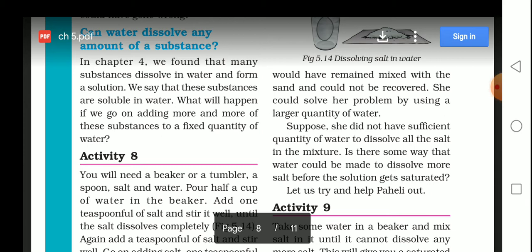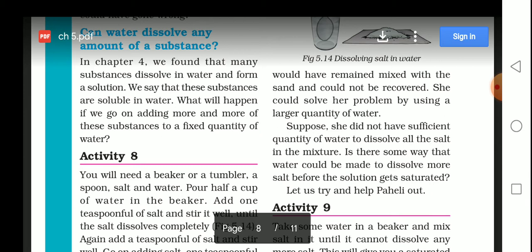Today we have already studied methods of separation, and there are one or more methods used for separation of a substance from a mixture. Now we'll study: can water dissolve any amount of a substance? In this chapter we'll learn the same. We found that many substances dissolve in water and form a solution. We said that these substances are soluble in water.